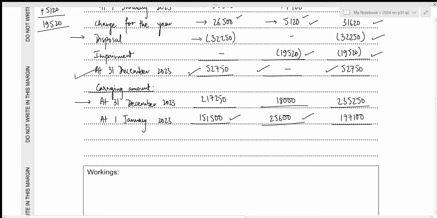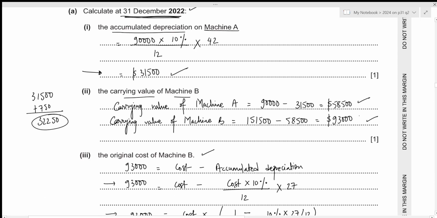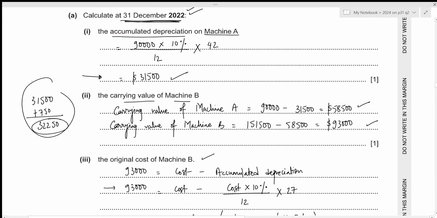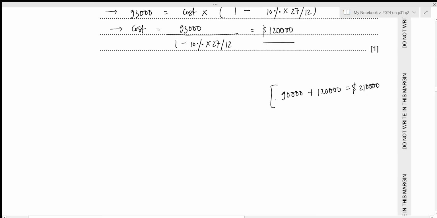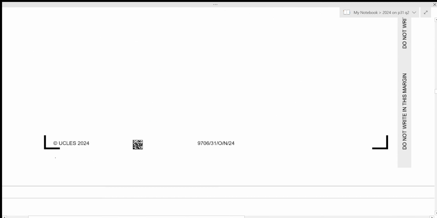Okay, and in this case we have been given the workings as well, so you need to show all of these workings that we did. Then we did these workings for the depreciation. You need to show all of it within that particular box so that you get your markings correctly. Alright, that's all for the second part.